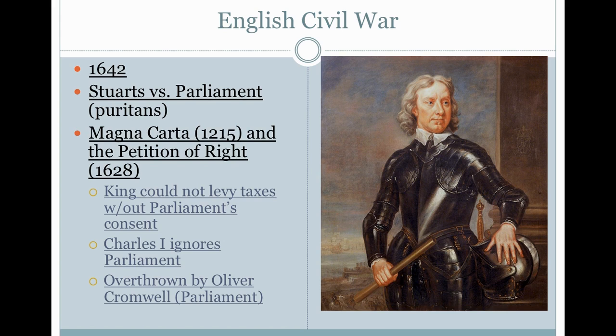Charles I actually ignores Parliament, and he is overthrown, heads cut off by Parliament. And that leader at the time was a man named Oliver Cromwell. I think this is him right here. So there's a little civil war between Charles and Parliament, and Charles loses. And again, it's over this ability to check, right? Check the power of the king.